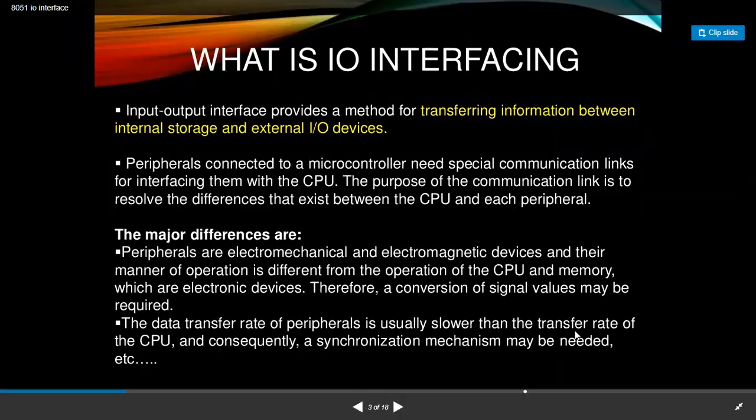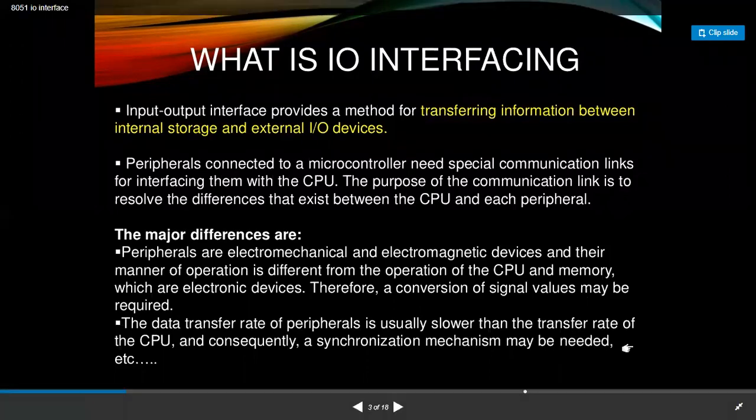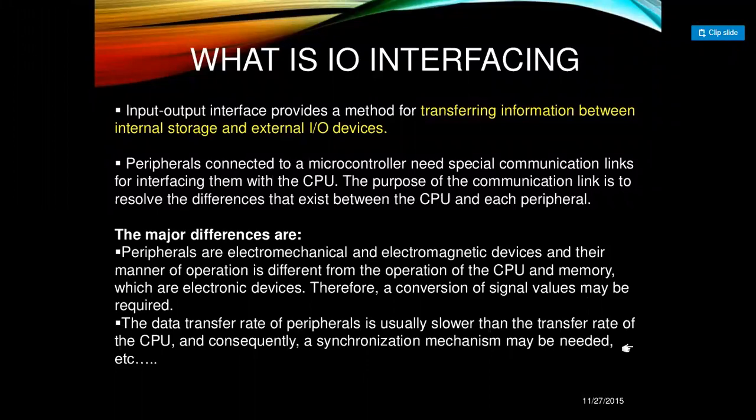Peripherals connected to the microcontroller need special communication links for interfacing them with the CPU, and the purpose of the communication link is to resolve the differences that exist between the CPU and the peripheral. Basically, the major differences are that peripherals are electromechanical and electromagnetic devices, and their manner of operation is different from the operation of the CPU and memory, which are electronic devices. Therefore, conversion of signal values may be required. The data transfer rate of a peripheral is usually slower than the transfer rate of the CPU.